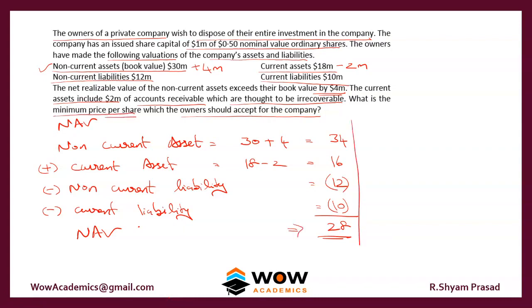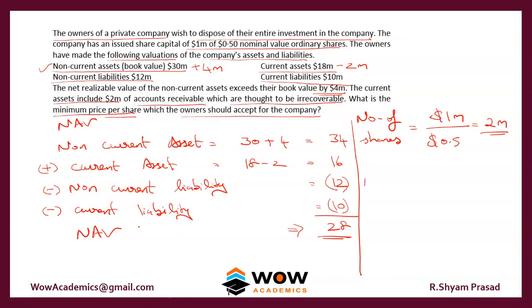So what we have to do is we have to find out the total number of shares. So the number of shares in the company is... the company has 1 million worth of shares. So we'll take that as a numerator, divided by each share is worth 0.5 of nominal value. So that means the company has 2 million shares.